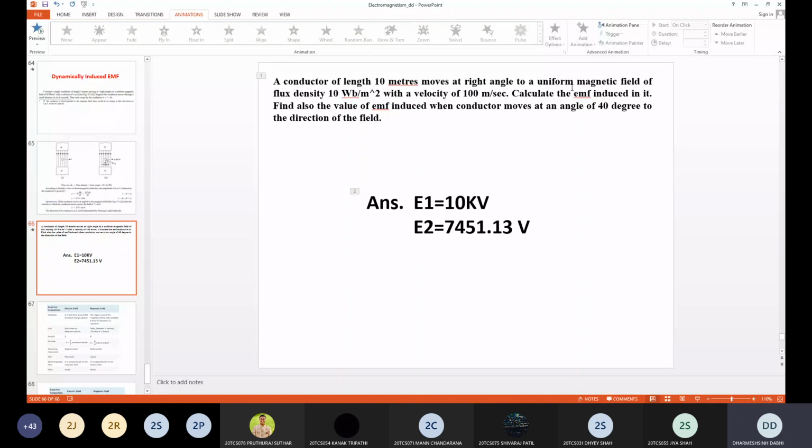Induced EMF E1 is 10 kV. E2, this is the voltage induced when the conductor moves at an angle of 40 degree, is 7451.13 volt. I calculated and got this answer.